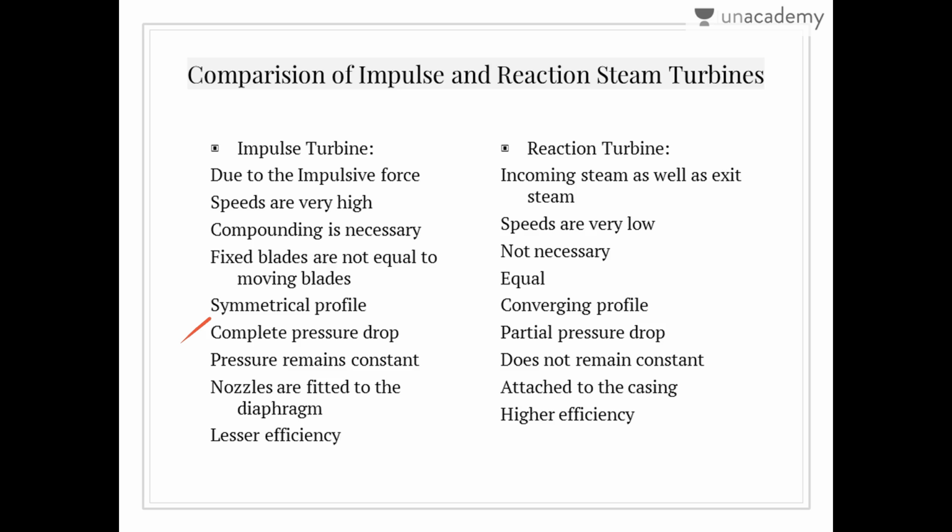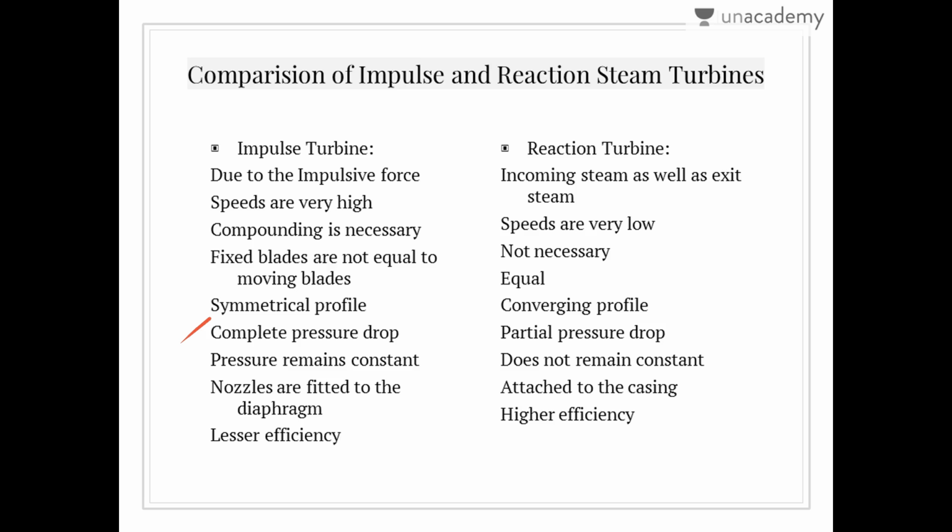In impulse, the steam pressure while passing over the blades remains constant, whereas in reaction, the steam pressure while passing over the blades gradually drops. The nozzles are fitted to the diaphragm in the impulse turbine, whereas in reaction, the fixed blades are attached to the casing.